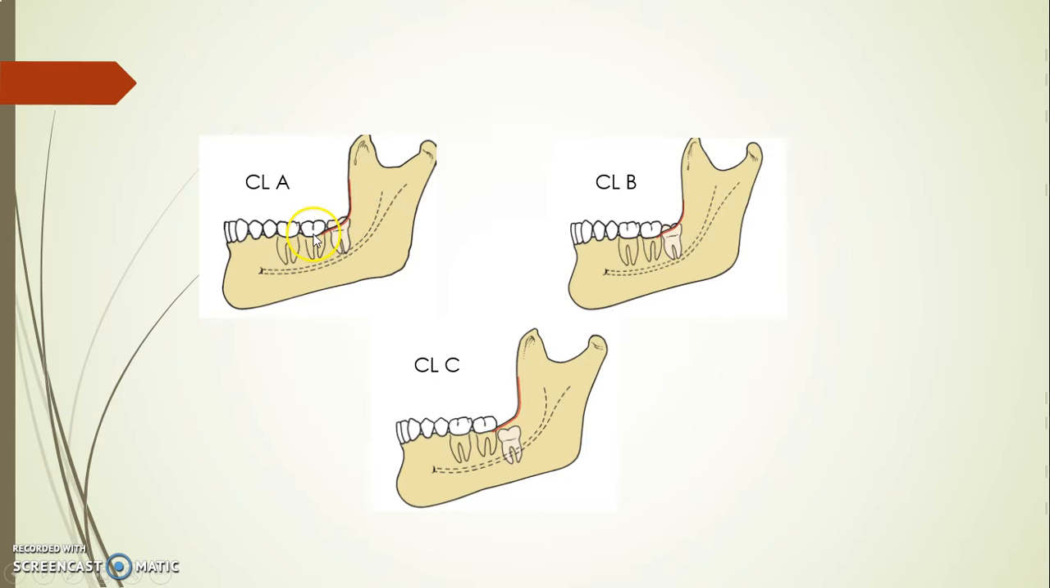It is partially impacted. See, less than 1/3 of the crown is seen above the ramus line. And here, class B, the occlusal plane of the crown of the impacted tooth is at a point between the occlusal plane of the 7 and the cervical line, and anything below the cervical line of the 7 is going to go to class C. So as you can see, the deeper we go, the more difficult the removal is going to be.